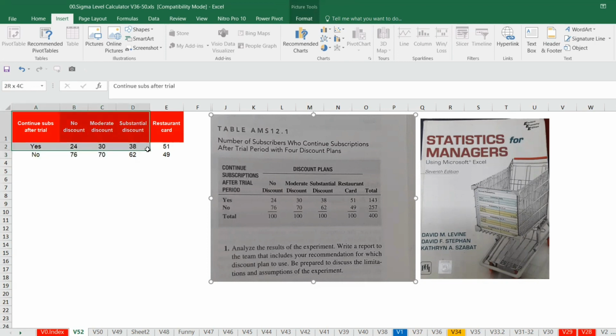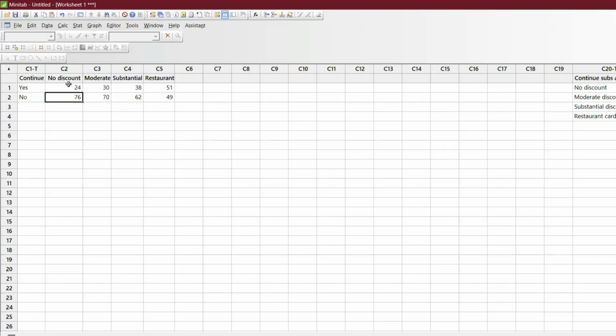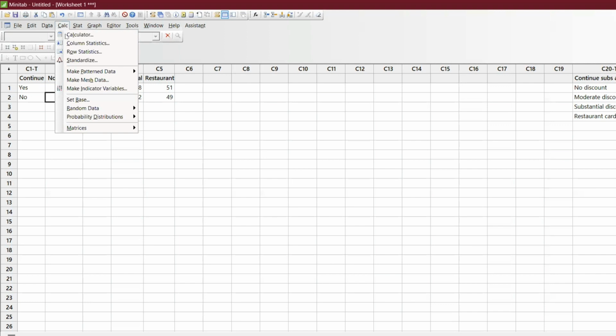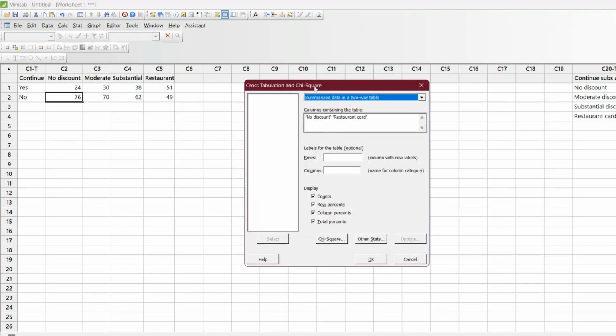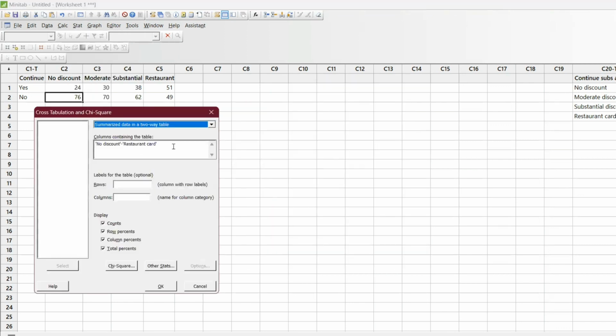So this same data, for example, continued subscriptions after the trial period, no discount, moderate, substantial and restaurant card. The same data has been given in Minitab, and I have just pasted it in Minitab. All we have to do is go to Stat, then go to Tables, and then Cross Tabulation and Chi-Square. Here I have just summarized it in a two-way table, right?